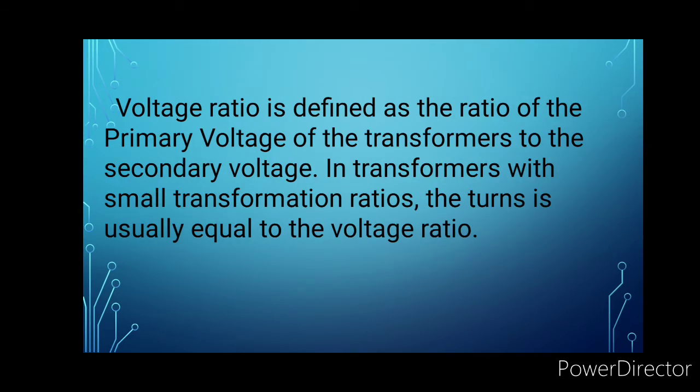Next is voltage ratio. Voltage ratio is defined as the ratio of the primary voltage of the transformer to the secondary voltage. In transformers with small transformation ratios, the turns ratio is usually equal to the voltage ratio. Like stated in the requirements, the voltage rating must be the same in transformer 1 and transformer 2, and also its number of turns, so that the voltage rating and the number of turns have a relationship which is directly proportional.